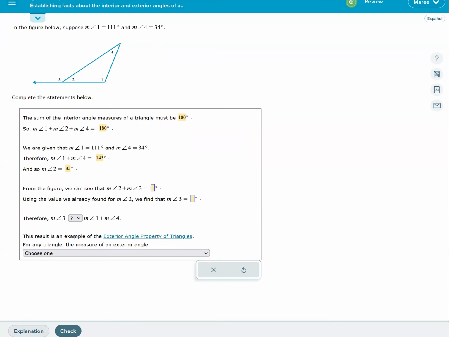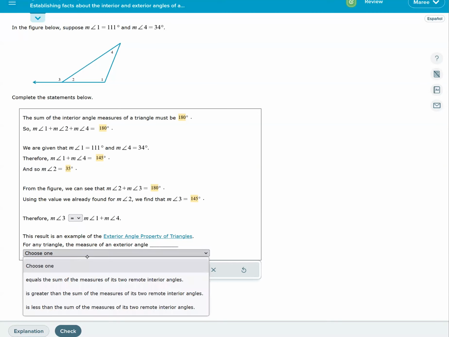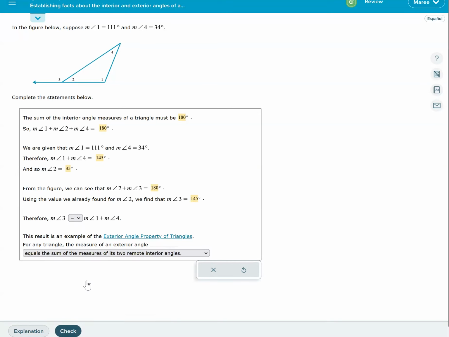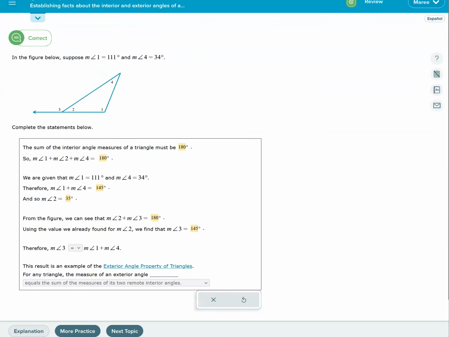So we can see that measure angle 2 plus 3, see how they make a straight line? That's 180 degrees. So we already know that measure angle 2 is 35. So measure angle 3 must be 145, because we do 180 minus 35 to get 145. So this one is equal. And then we pick the one that says equals. Again, it's the first one. And that's the end of the lesson.